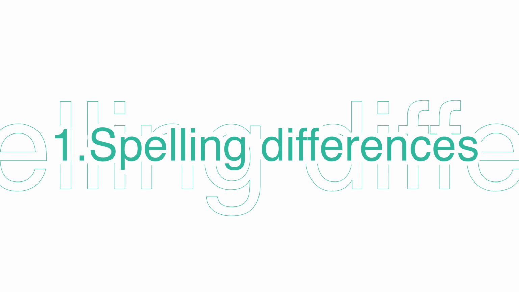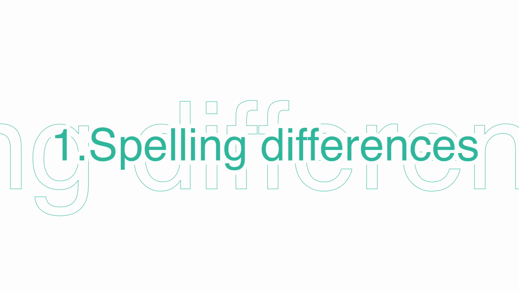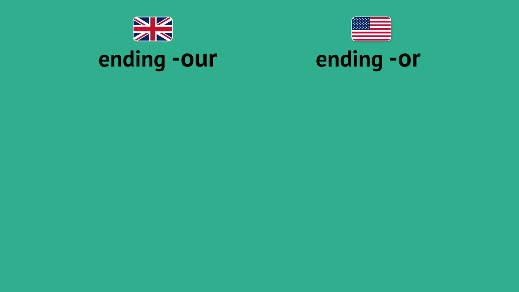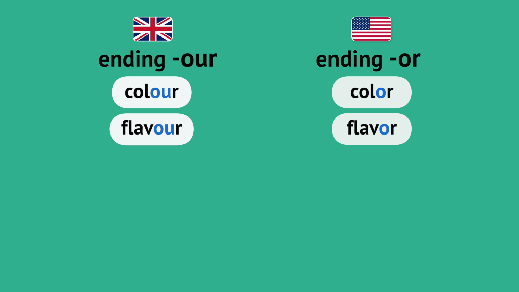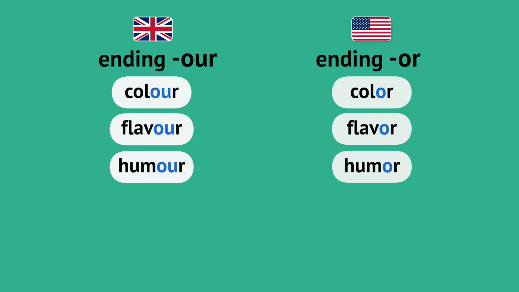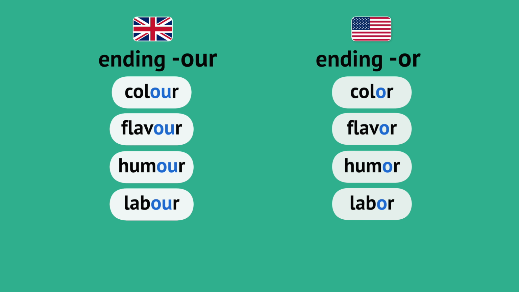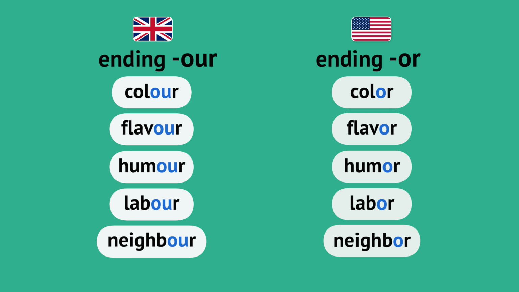Okay guys, number one, spelling differences. We have a lot of different spelling differences between British and American English, and I'm going to be taking you through a few examples of this right now. For example, colour, flavour, humour, labour, and also neighbour.